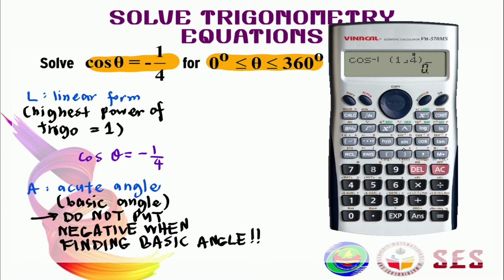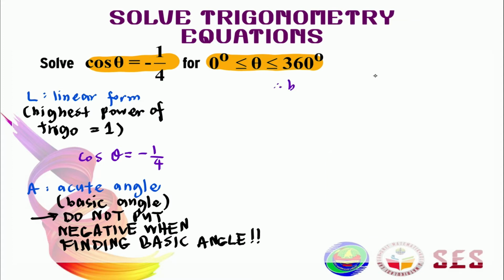Since the range here is in degree, make sure your calculator is in degree mode as well. This R here means the calculator is in radian mode. To change the mode, we press mode 1, 2, 3, 4 times, and then we change this into degree mode. So we press 1 here, then press equal. Our basic angle is 75.52 degree.